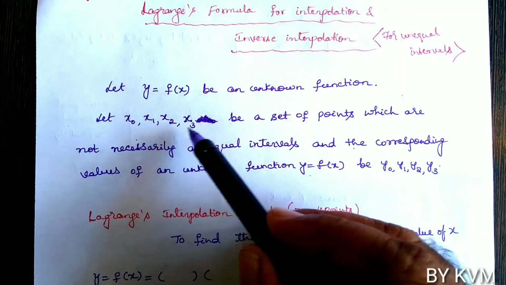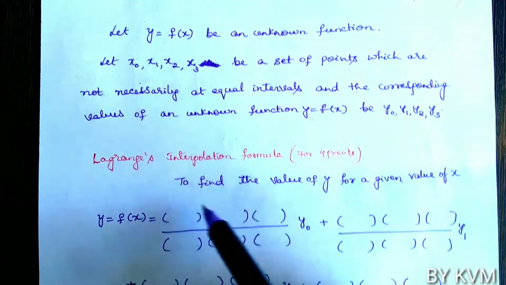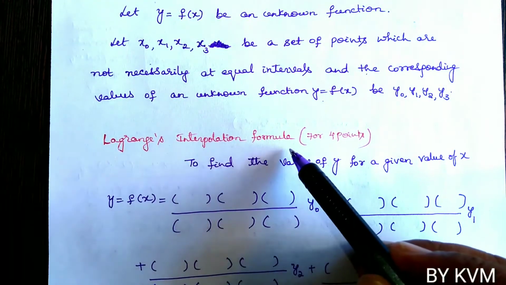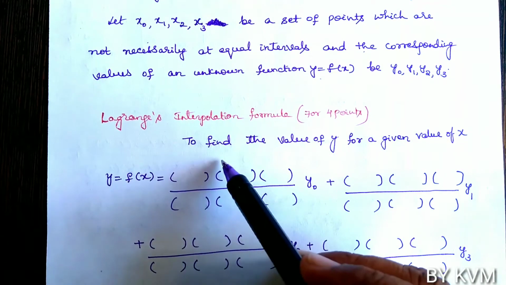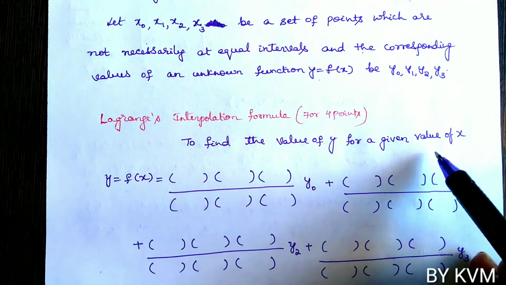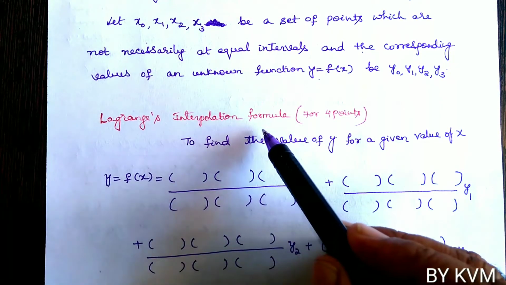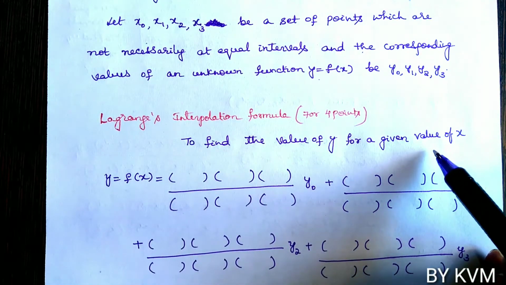In some of the textbooks they have mentioned n points. Now Lagrange's interpolation formula. So for 4 points, to find the value of y for a given value of x, using Lagrange's interpolation formula, we can find the value of y for any given value of x.